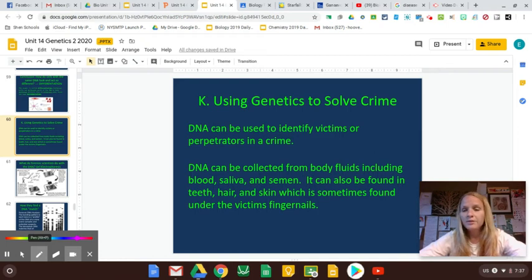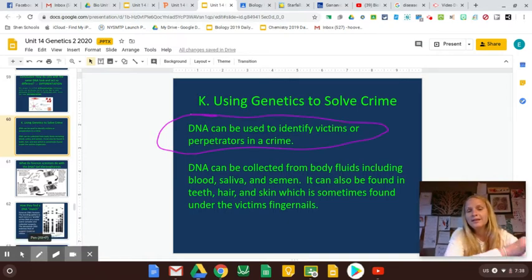All right, how do we use genetics to solve crimes? If you like this, you might want to take forensics your senior year. But a lot of us know from TV that DNA can be used to identify a victim, like a body found in the Hudson River when they don't know who it is, or to identify the perpetrator, like the criminal in a crime.